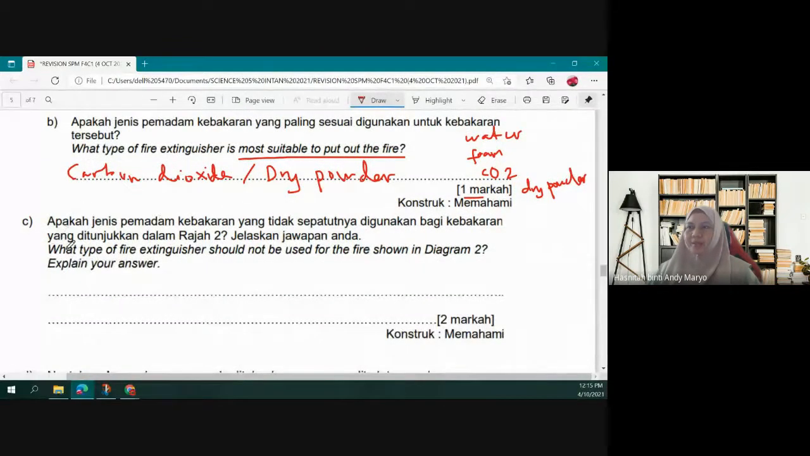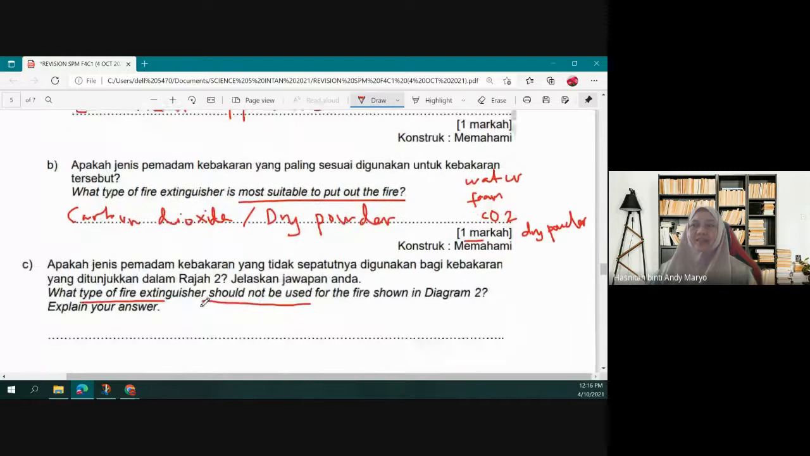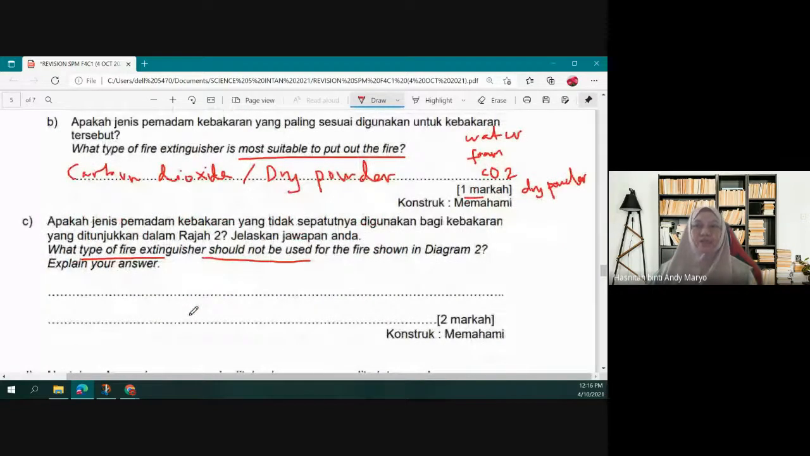Okay, the question is, what type of fire extinguisher should not be used? Sekarang dia kata should not. Type of fire extinguisher, you can highlight or underline, should not be used. Mana yang tak patut kita gunakan, okay, to extinguish the fire caused by these electrical appliances. Okay, so what will be your answer? And then why do you say so? You have to explain. So there are 2 marks here. 1 mark is for the type and the second mark is for your explanation. Why do you choose that type?